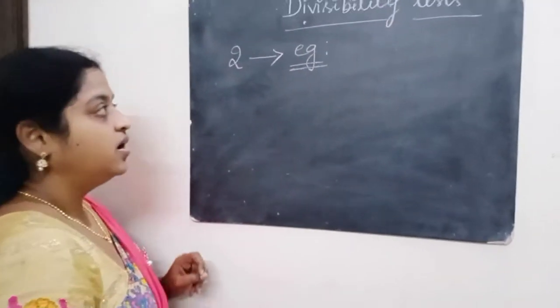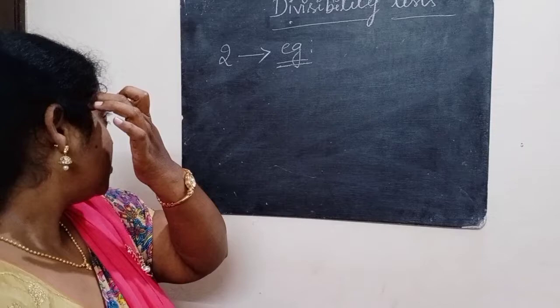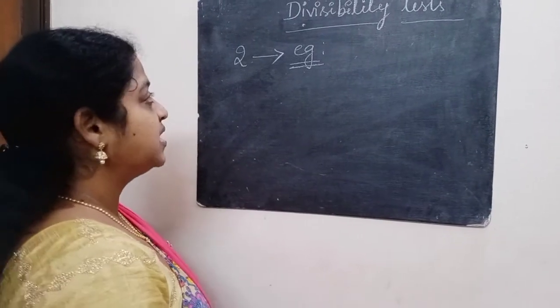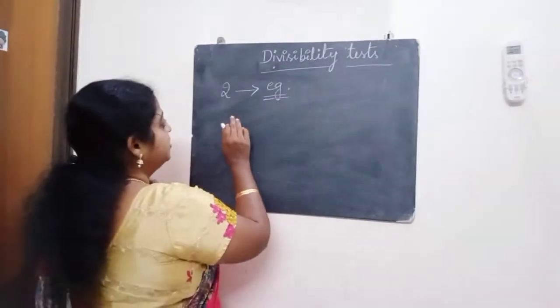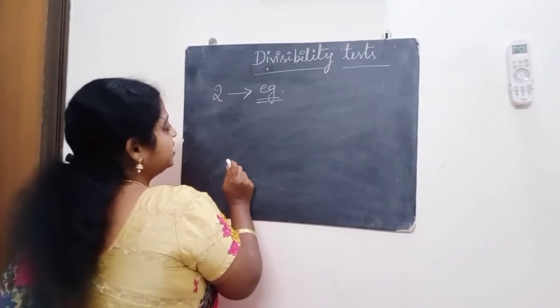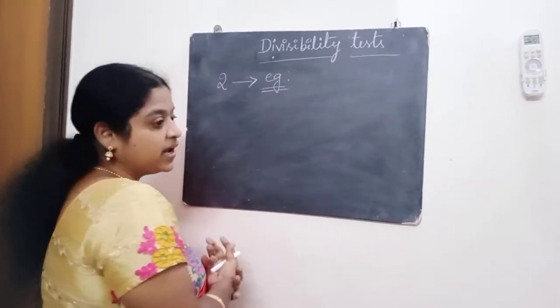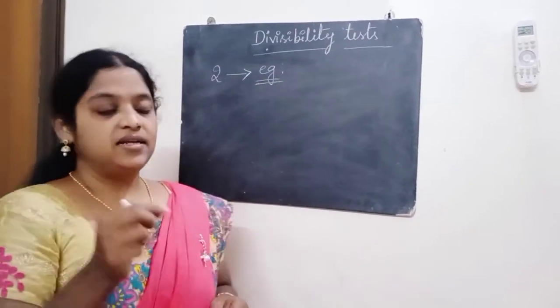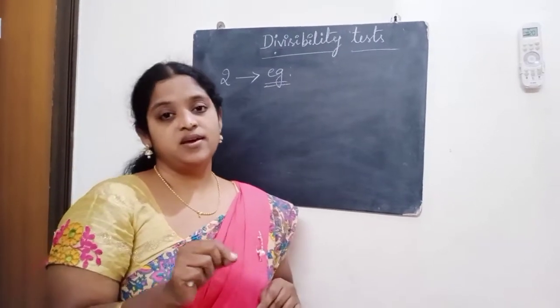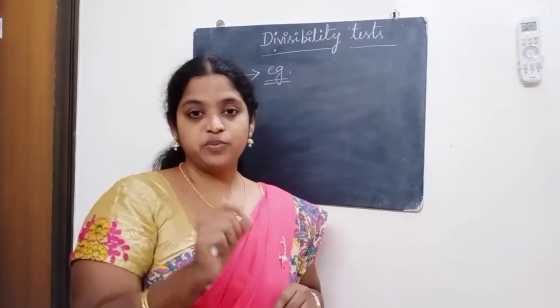Example for the rule for 2. Okay, now we are going to see an example for this. Rule number 2 means, what rule have I said for that? The ending digit should be an even number. The ending number should be the even number.